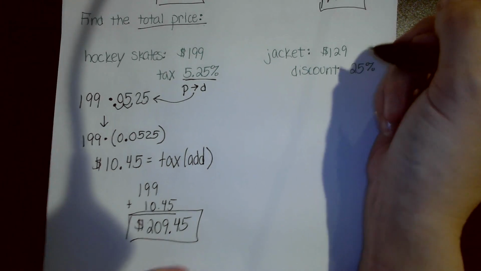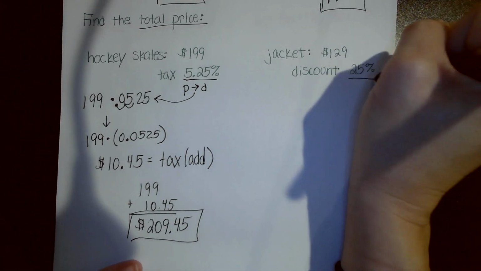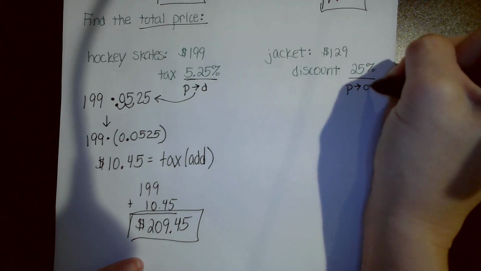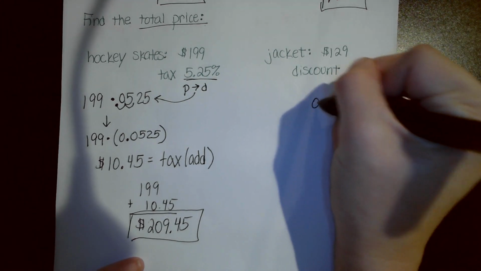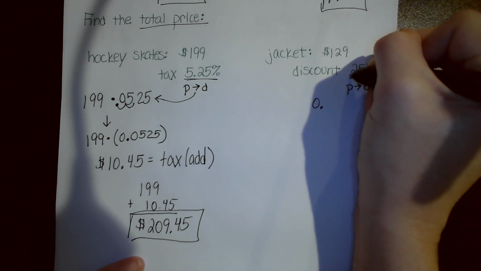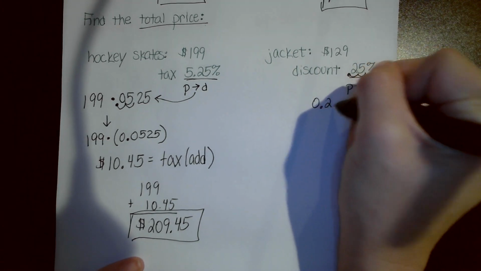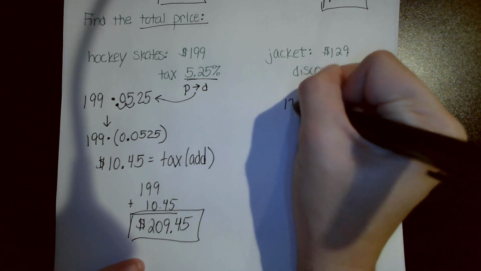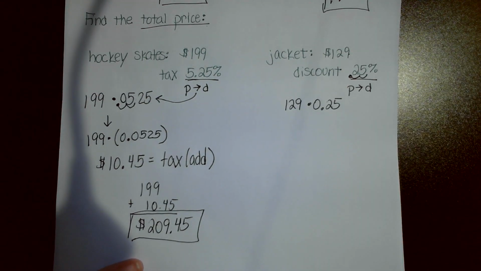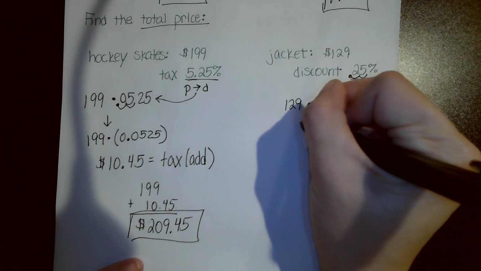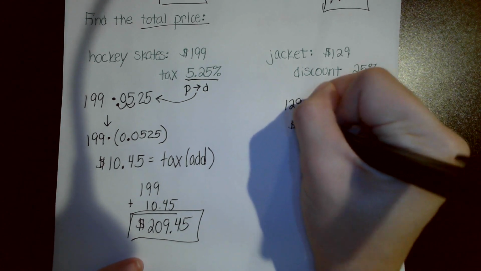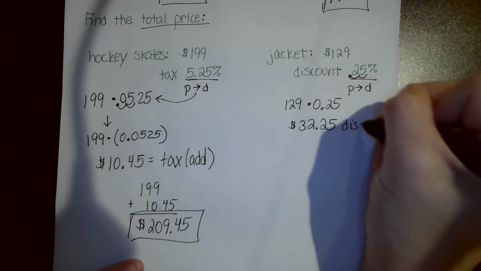Now, let's say we're buying a jacket and it's on sale, 25%. So first, I'm going to turn this into a decimal. So that's going to be 0.25, moving the decimal 2 places, times the original price, $129. 129 times 0.25, we get $32.25. That is my discount. That is awesome. Great deal.